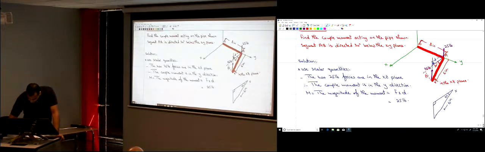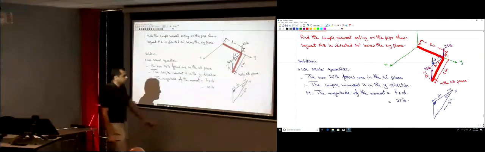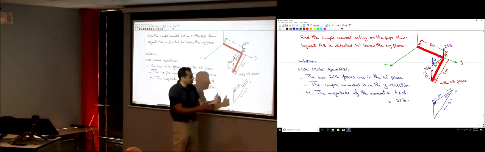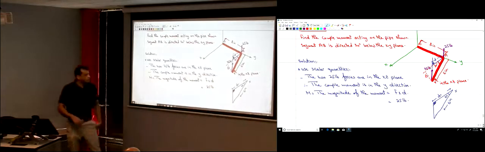This angle here is 90 degrees. How much is d? This is in 3D. This angle is 90 degrees. Okay? It's not an acute angle. Okay? It's 90 degrees. How much is d?